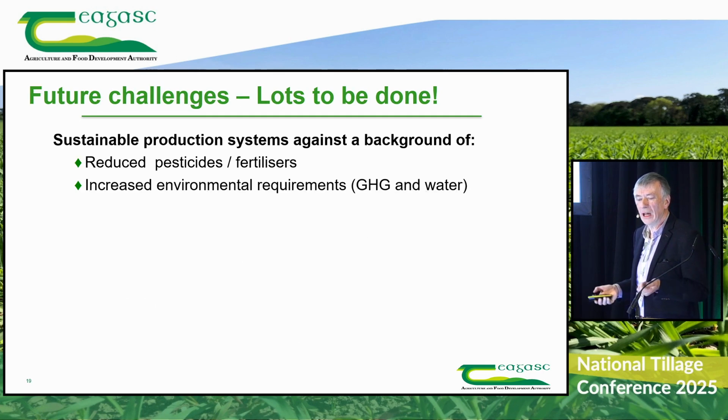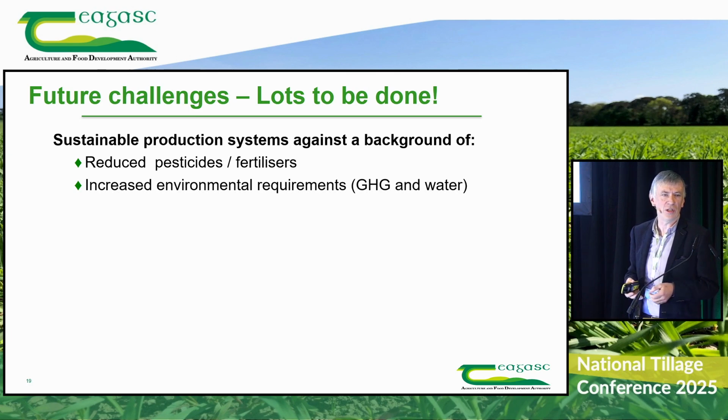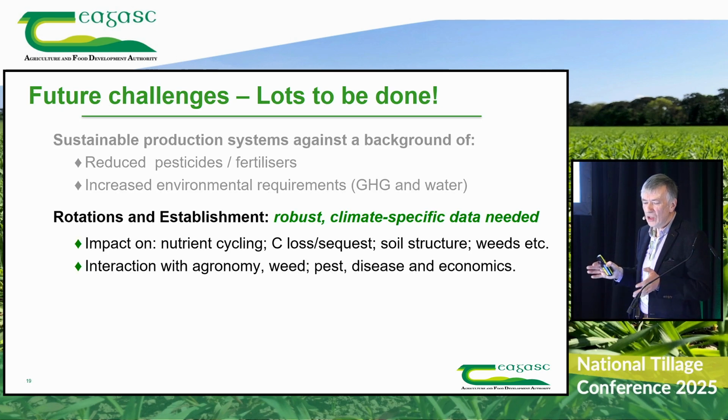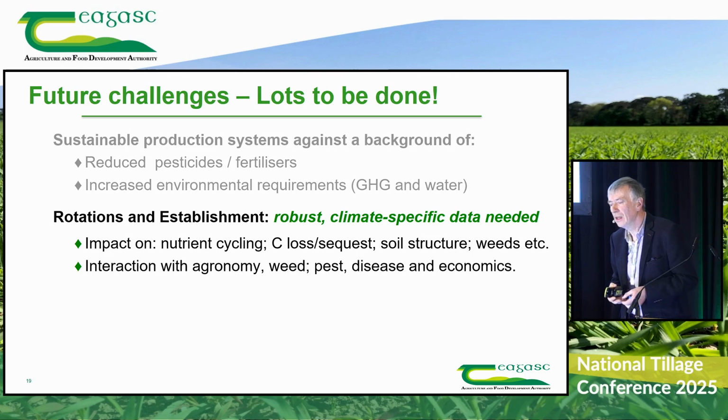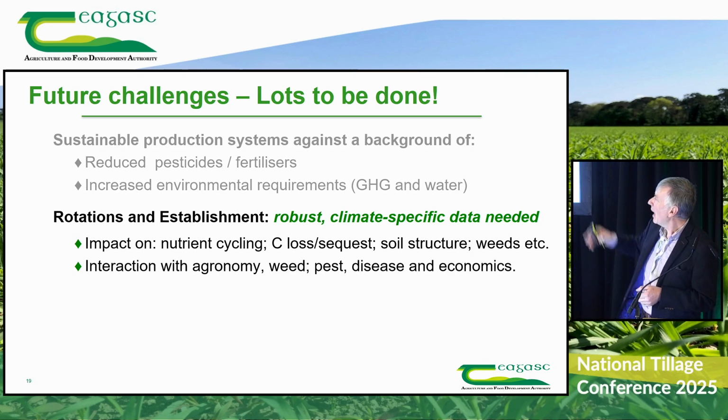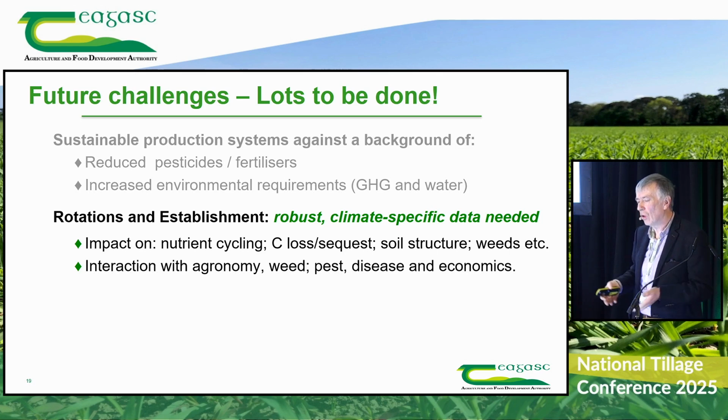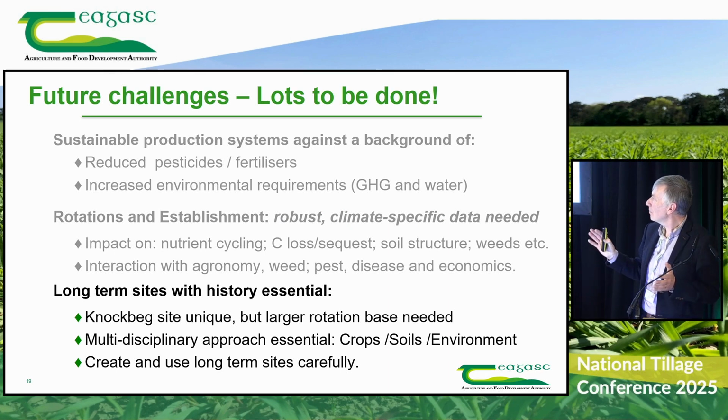So future challenges, there's lots to be done. What we're trying to do, I suppose, is produce sustainable production systems against the background of reduced pesticides and fertilizers in the future and increased environmental requirements. That's the challenge that's out there. Rotations and establishment are important in that context, and we need to have robust climate-specific data. We need something that's suitable for our climate. We need to look in particular at their impact on nutrient cycling, carbon loss and sequestration, soil structure, weeds, and so on, and how this interacts with agronomy in terms of disease control, weed control, pests, and even down to economics. To do that, long-term sites with a cropping history are certainly useful, I'd say essential.